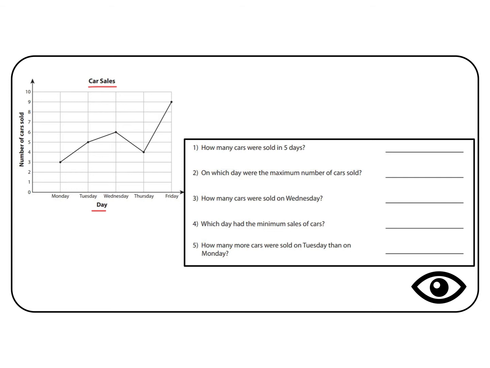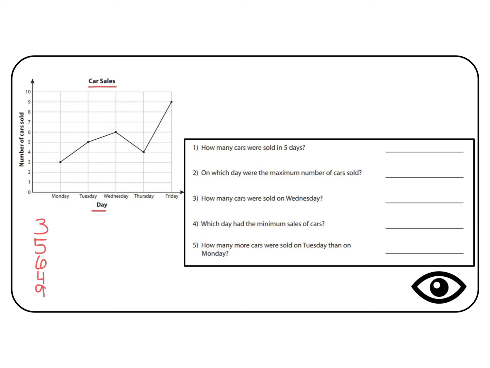It says, how many cars were sold in 5 days? So that means we have to look at our data here. Monday, it looked like there were 3 cars sold. Tuesday, there were 5 cars sold. Wednesday, there were 6 cars sold. Thursday, there were 4 cars sold. And Friday, we sold 9 cars.